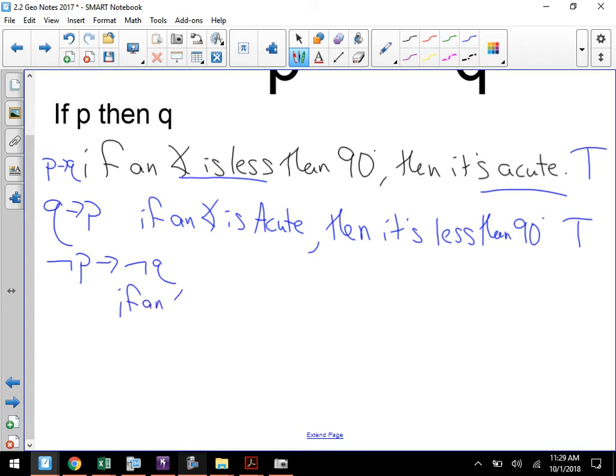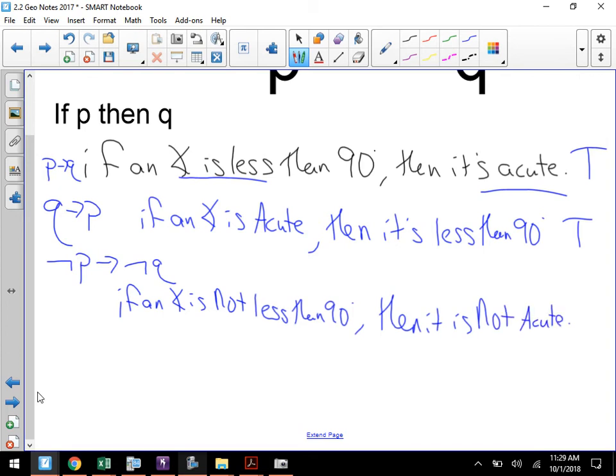If an angle is not acute, or excuse me, not less than 90, then it is not acute. All I did is basically put the word not in both parts of the first statement. Is that true or false? If it's not less than 90, then it is not acute. Correct. True. Are these always going to be always true?